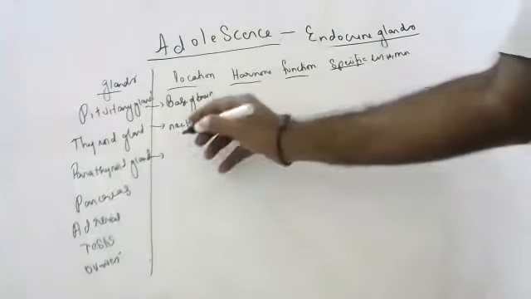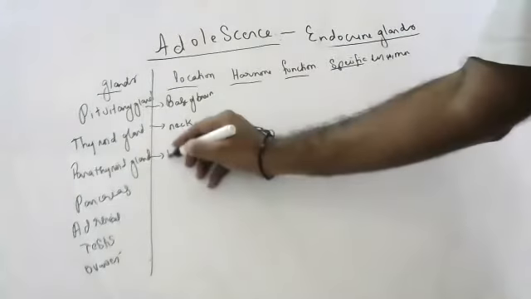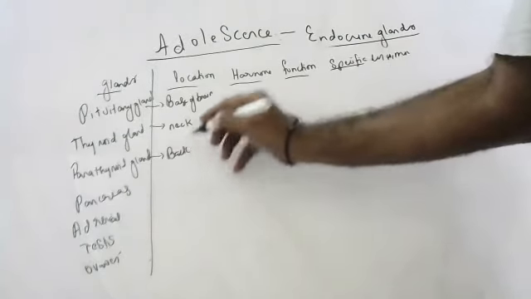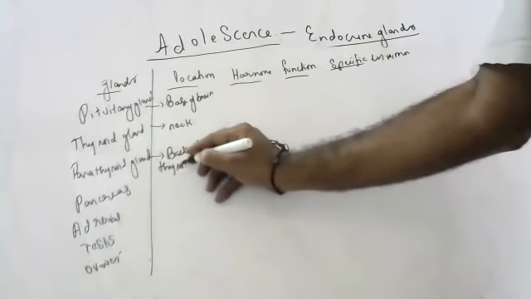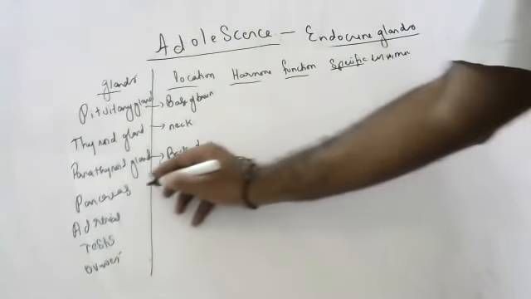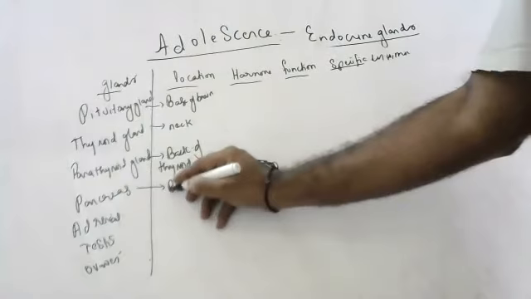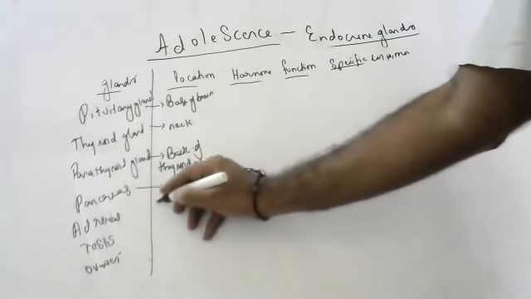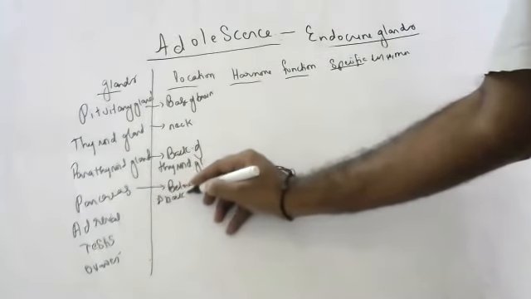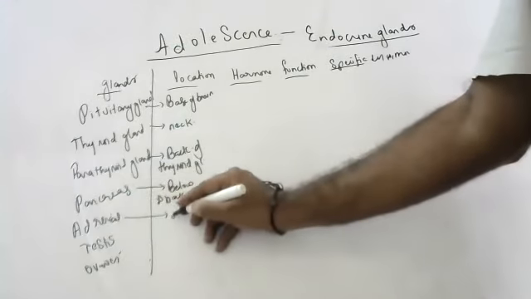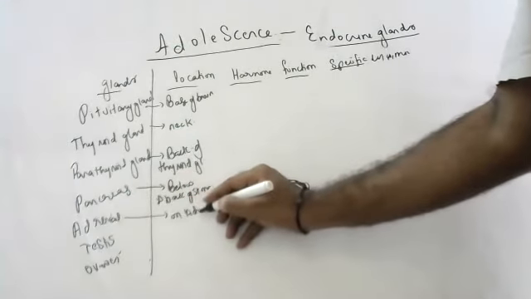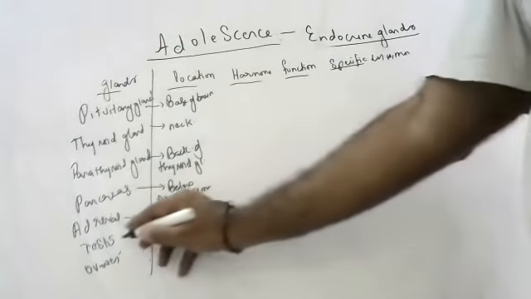The parathyroid gland is present at the back of the neck, back of the thyroid gland. Para means back. The pancreas is present below and back of the stomach. Adrenal is present on the kidneys.